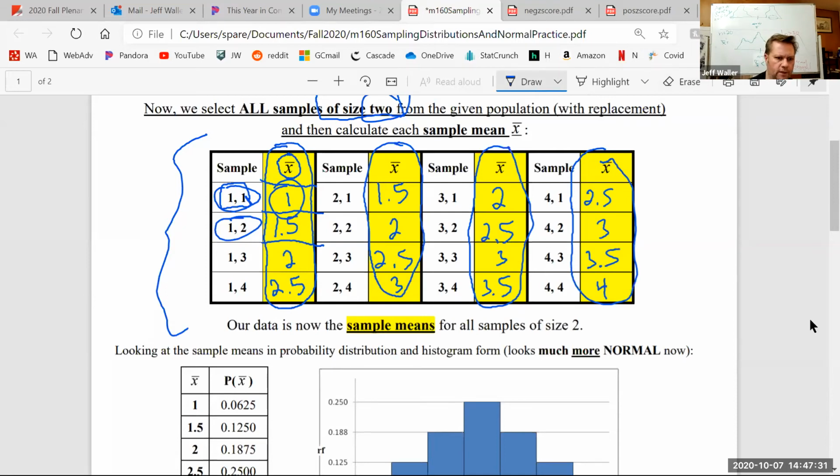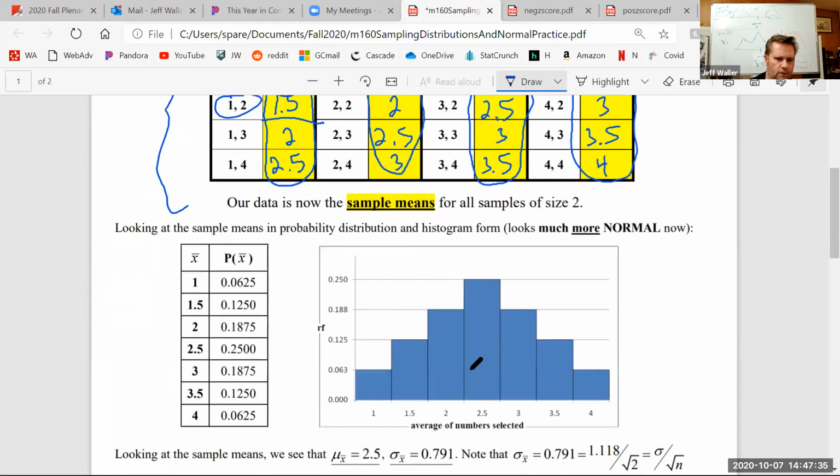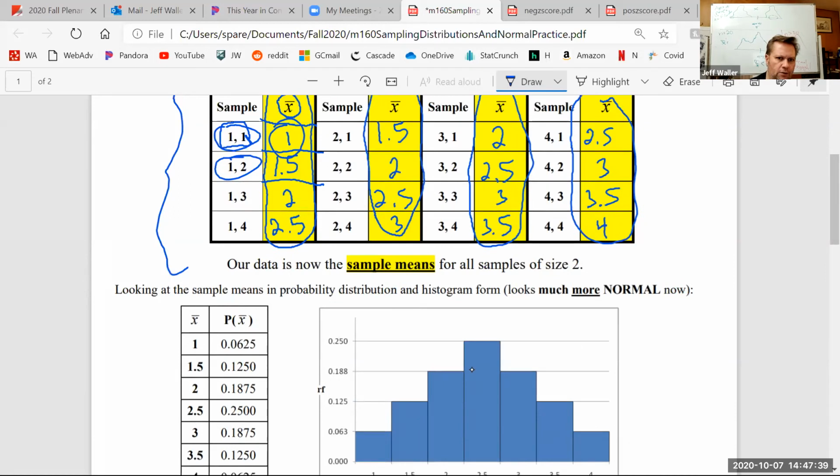So this was 1 out of 16, which is 0.0625. How many 1.5s are there? 2. 2 out of 16. How many 2s are there? 3. How many 2.5s are there? 4, and so forth.